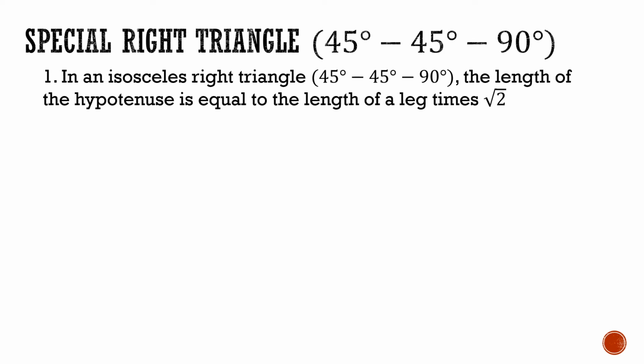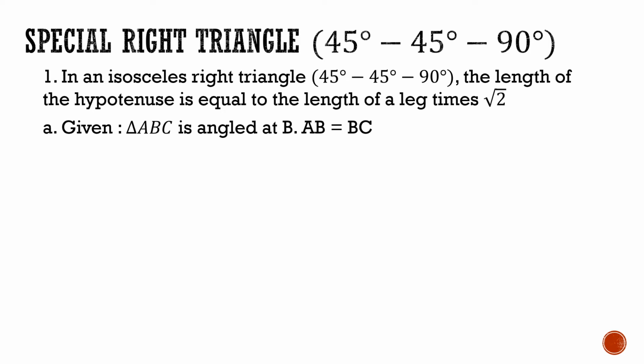Special right triangle, or the 45-45-90-degree right triangle. In an isosceles right triangle, also known as the 45-45-90-degree right triangle, the length of the hypotenuse is equal to the length of a leg times square root of 2. Given triangle ABC is right-angled at B, AB is equal to BC. Then the hypotenuse AC is equal to AB square root of 2, or AC is equal to BC square root of 2.